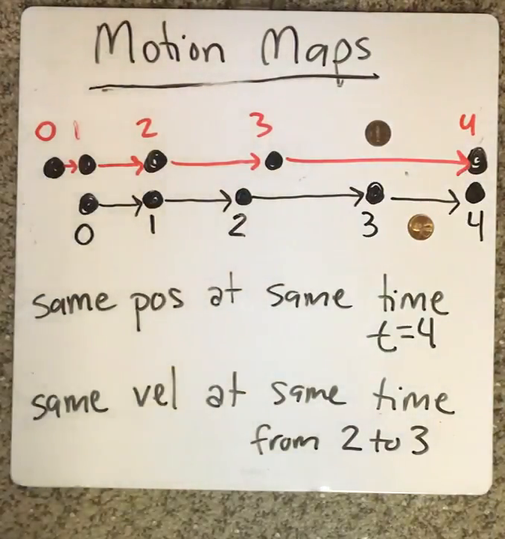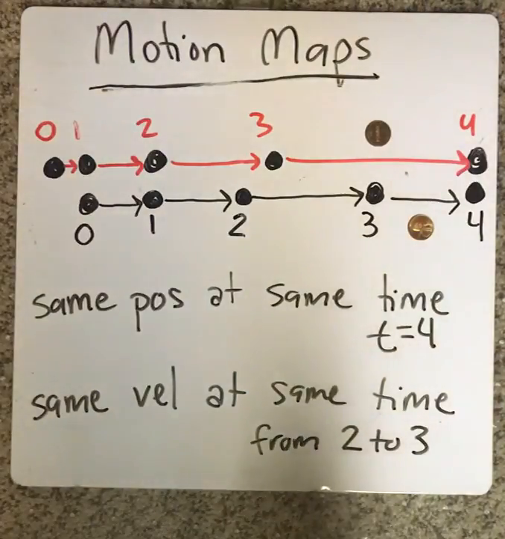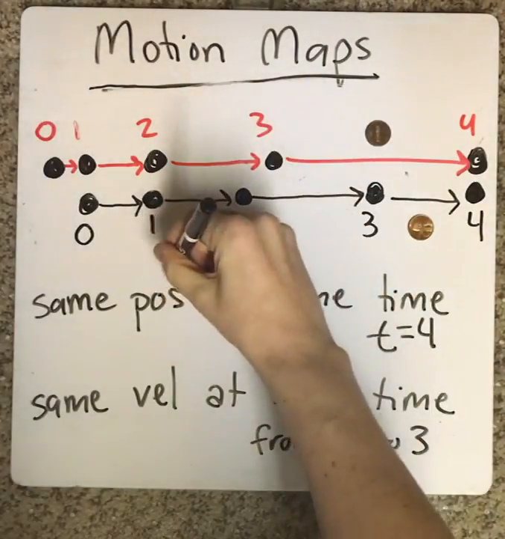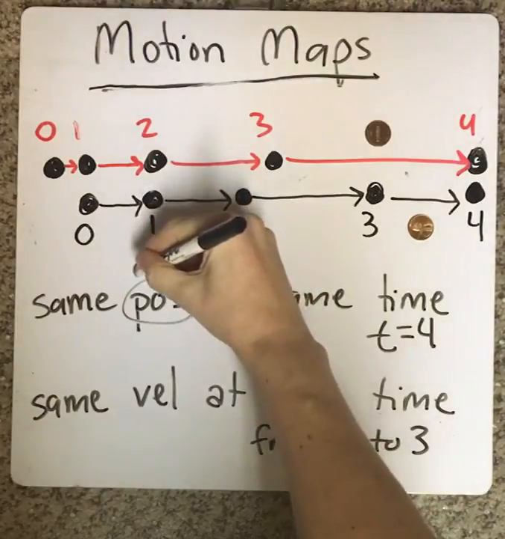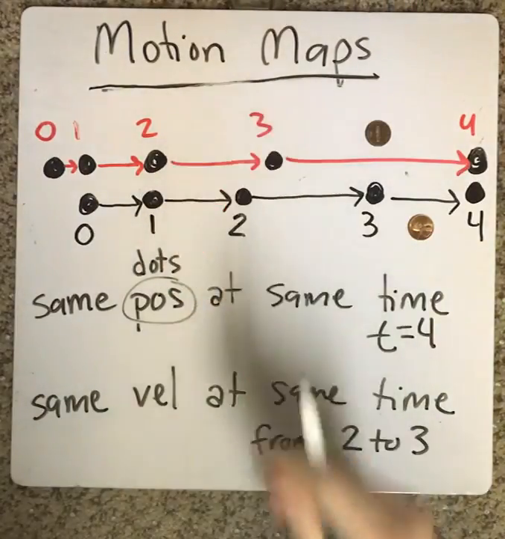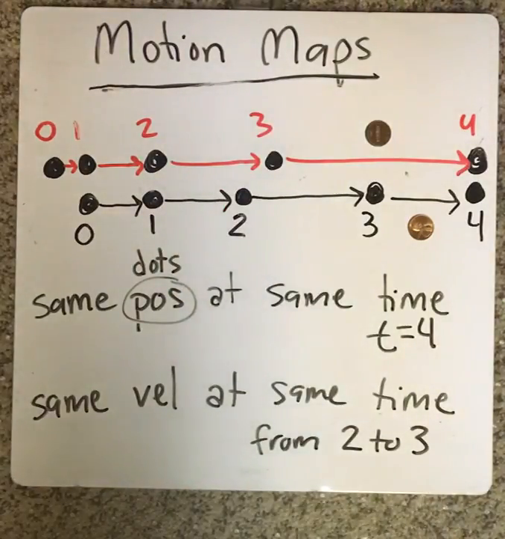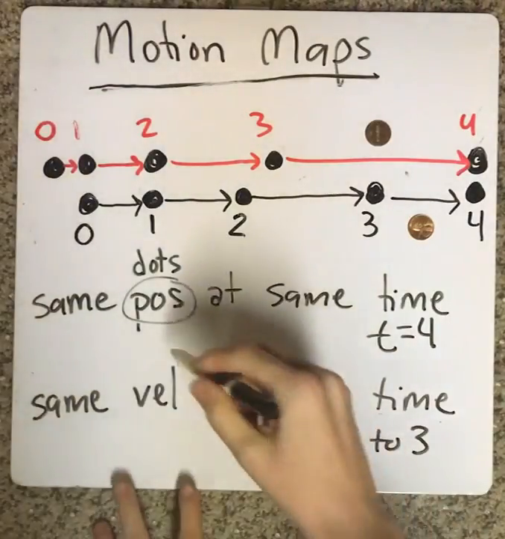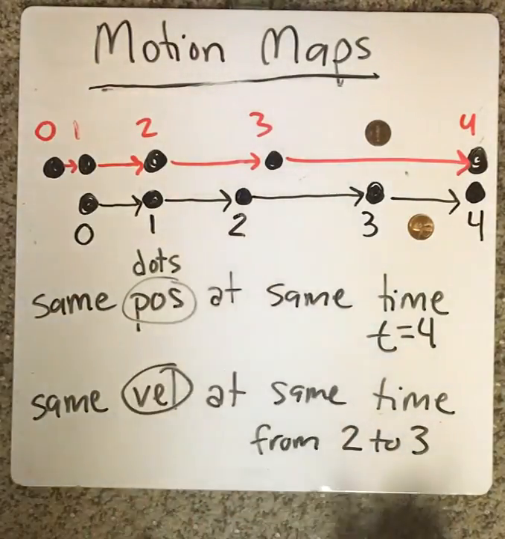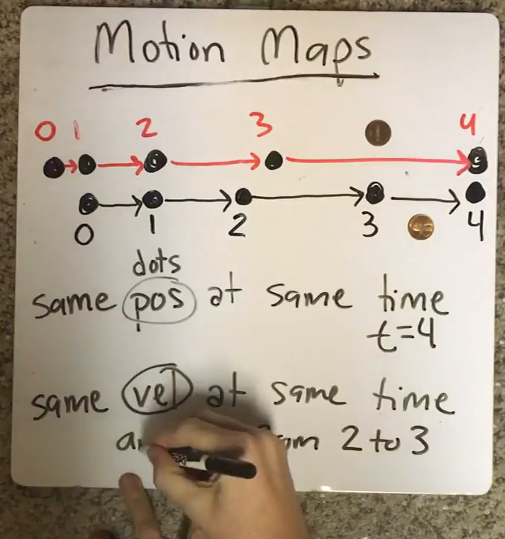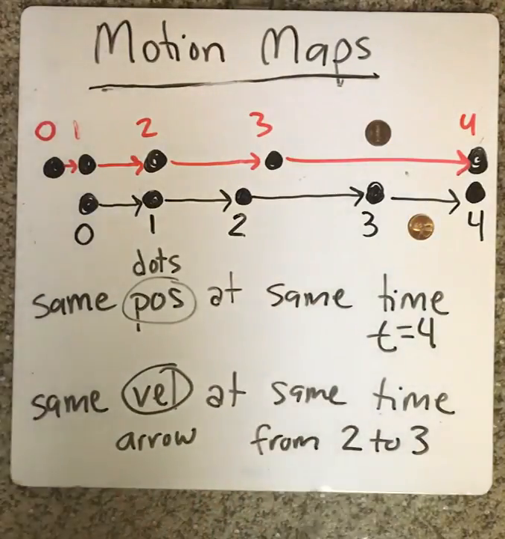So again, you can compare the dots. So when this says position, we're comparing the dots. So you need the same dots at the same time. Or if you're doing velocity, which is the harder one, you're comparing the arrows. And it's important that the arrows are the same length at the same time. If you don't line them up in time, then you'll get the wrong answer.